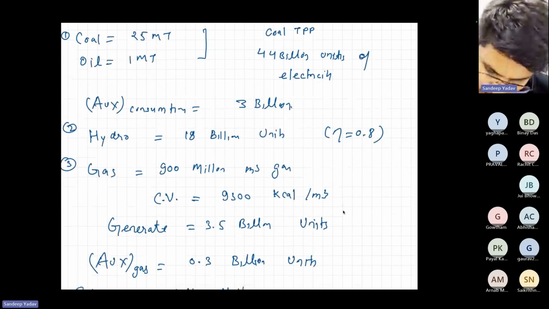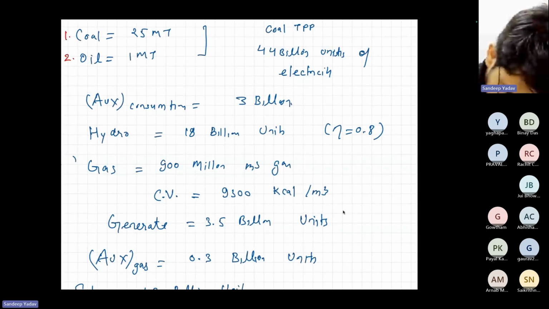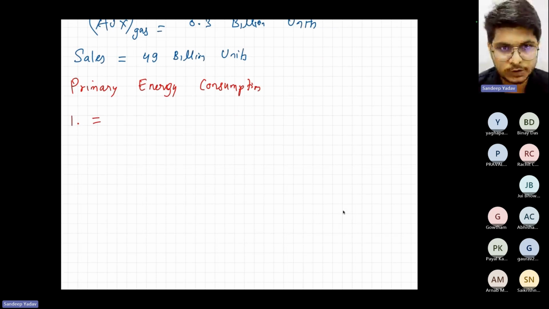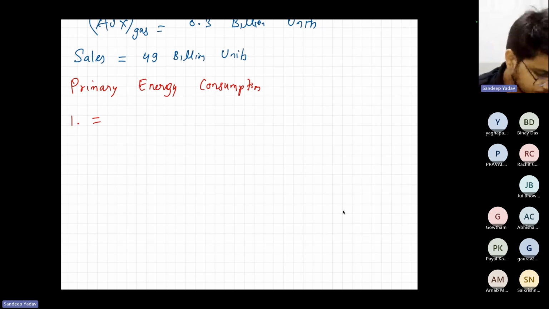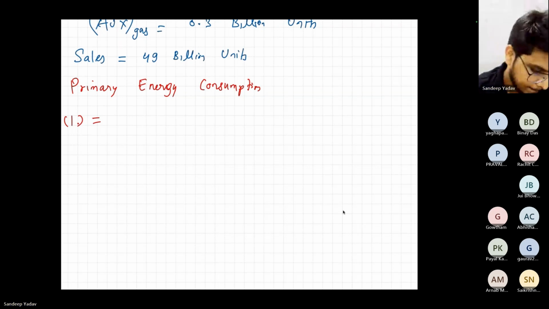So let me just correct it here. It is given 1 as a coal, 2 as a oil, 3 as a hydro, and 4 as a gas. So let's solve it. Don't go for that handwriting. I will upload all the solution in the detailed version, and that will give you all the solution after the class. I'm just solving it live, so that I give you a feeling of how this question is solved.